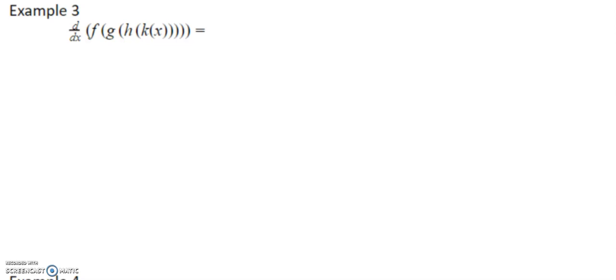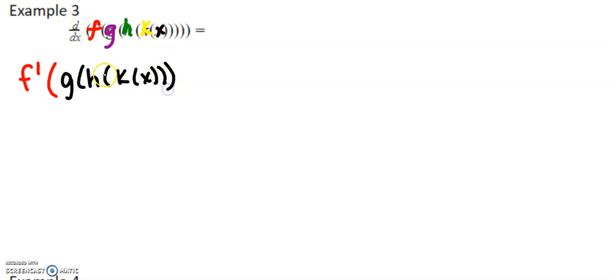Okay, so this one's a lot like the one on the first slide. We're going to take the derivative with respect to x of f of g of h of k of x. So I'm going to start from the outside, because if I picked a number for x, I would run it through k, then through h, then through g, then through f. So I want to undo that. I'm going to take the derivative of f, and I'm going to leave the inside alone, g of h of k of x.